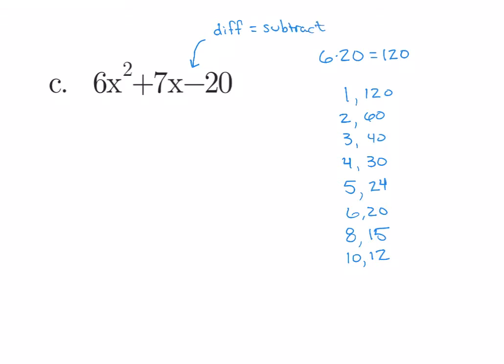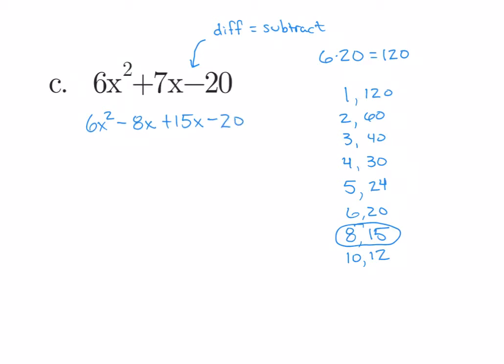We're looking for a pair that subtracts to 7, so we're going to go with 8 and 15. All right, so let's go ahead and put these in our problem. So we get 6x squared. In order to get from 8 and 15 to 7, I want a minus 8x and a plus 15x.